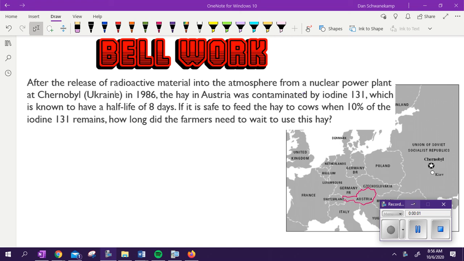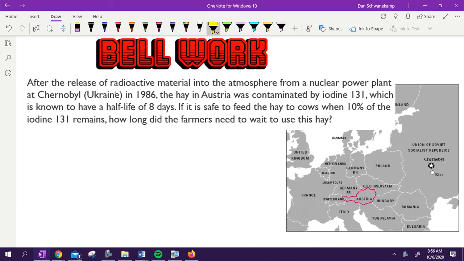Here we go. It says, after the release of radioactive material in the atmosphere from a nuclear power plant at Chernobyl in 1986, the hay in Austria was contaminated by iodine 131. That 131 is just a number describing the iodine. Don't let that 131 bother you here. Which is known to have a half-life of 8 days. If it is safe to feed the hay to cows when 10% of the iodine remains, how long do the farmers need to wait to feed them the hay?